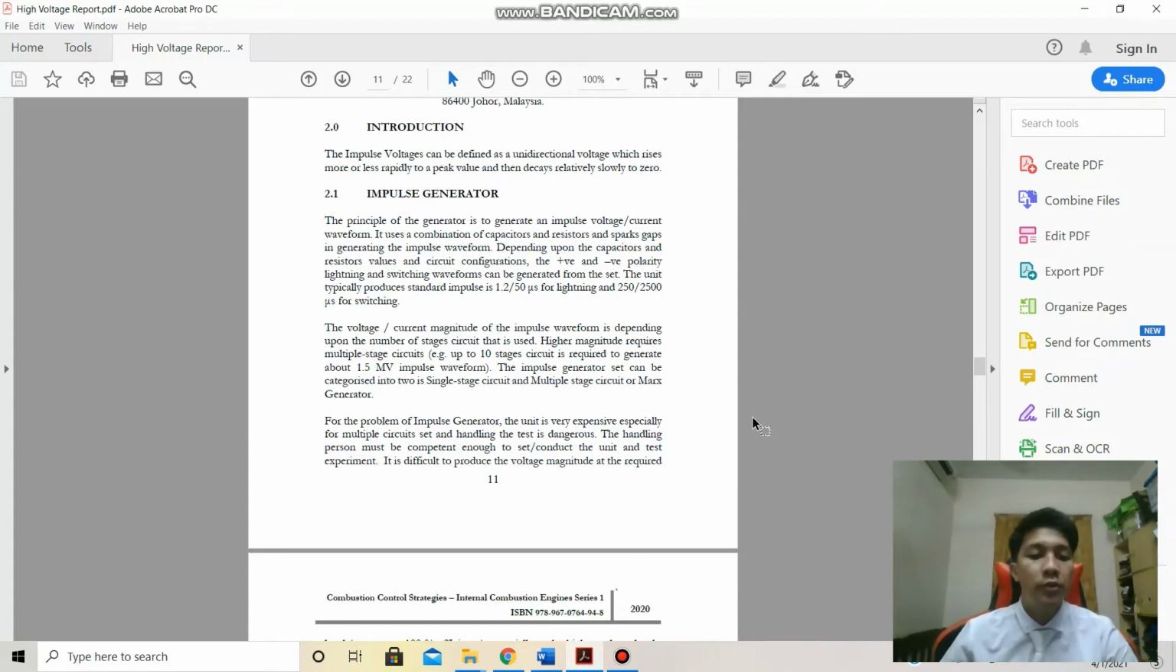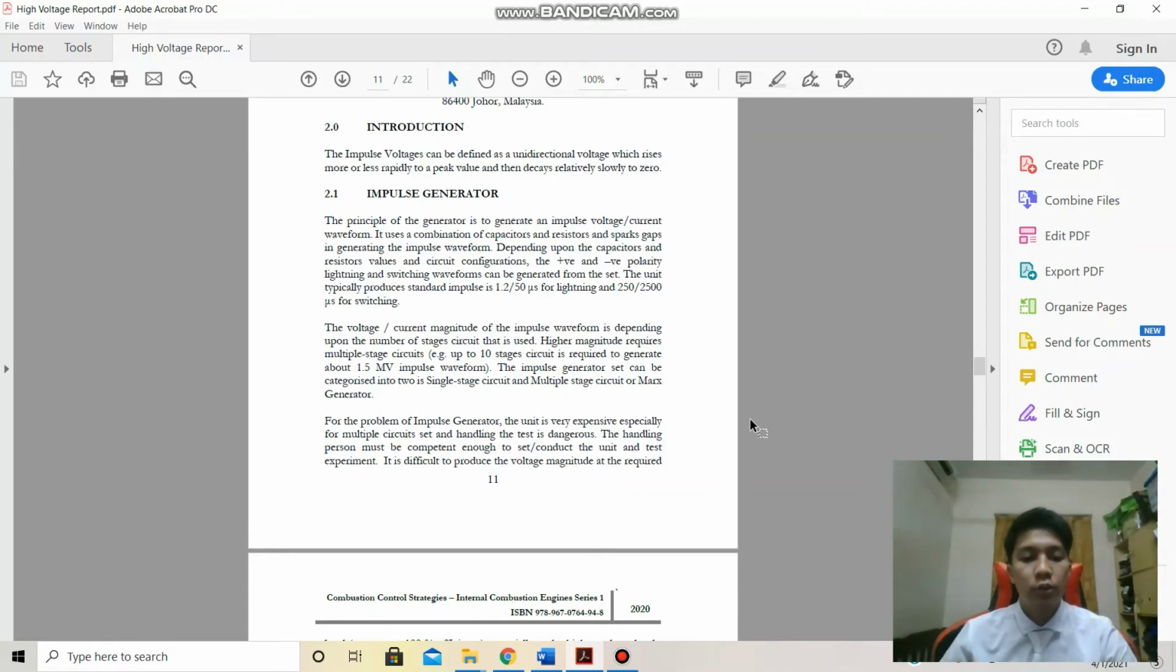And for the problems of this impulse generator, the unit is very expensive, especially for the multiple stage circuit set, and handling the test is very dangerous. The person handling it must be competent enough to set up and conduct the unit and test experiment.